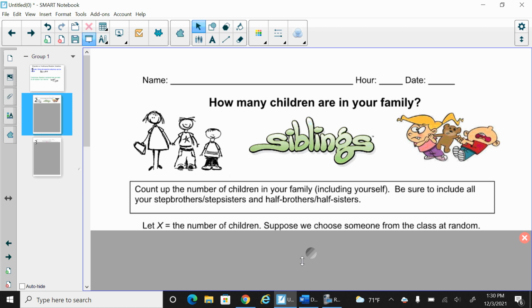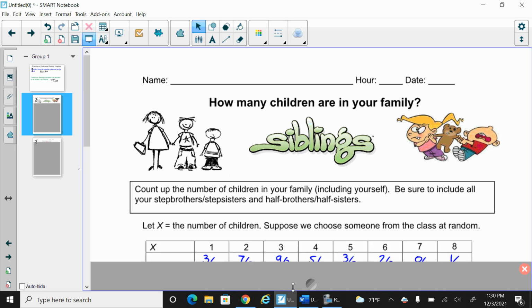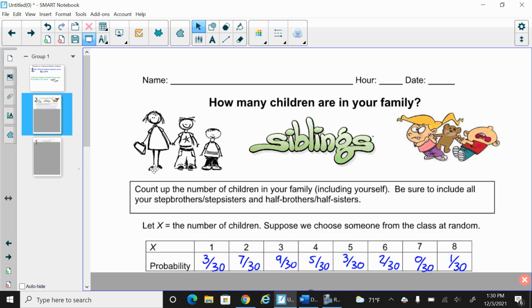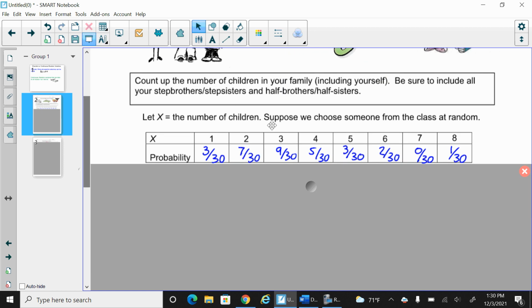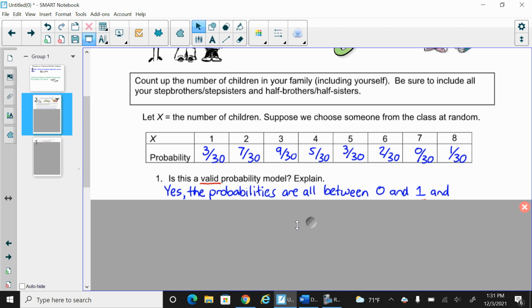All right, so first we're going to count up the number of children in a family. So this is a sample from last year of siblings in a class, and you can see out of 30 students, X represents the number of children for each family. This is including all stepbrothers, stepsisters, half-brothers, and half-sisters. So this is a discrete random variable. It is a countable number, maximum being 8 children.